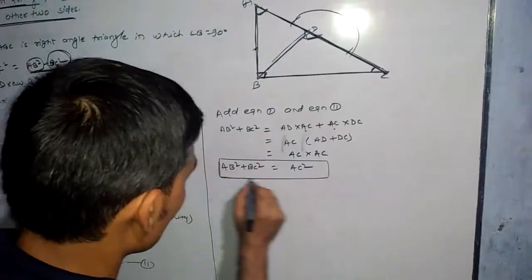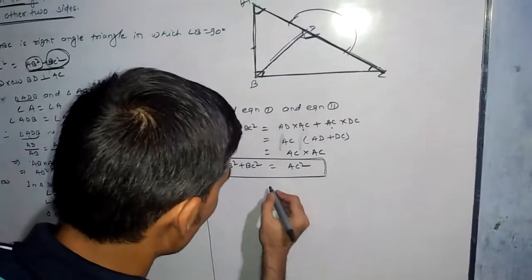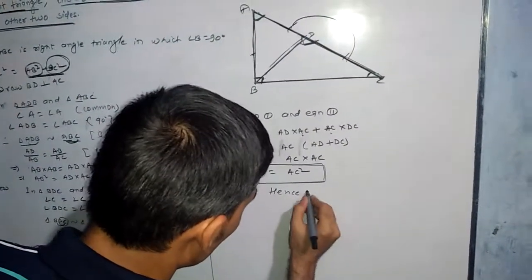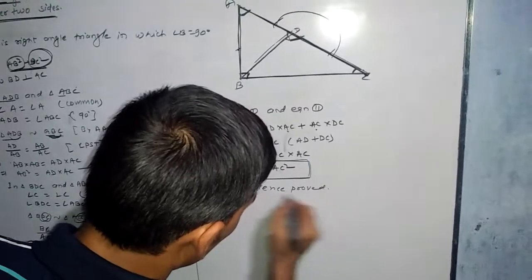We have to highlight this result, and here we can write hence proved.